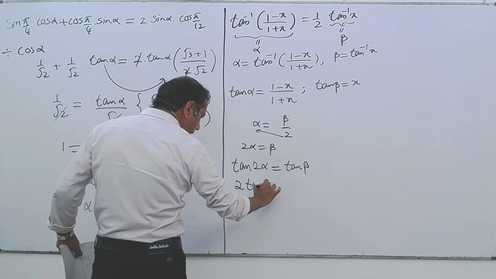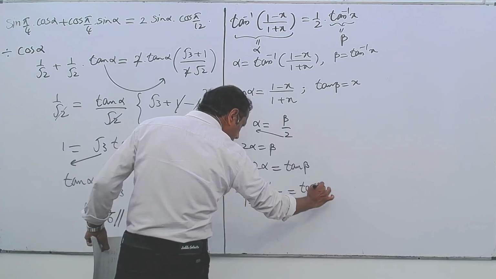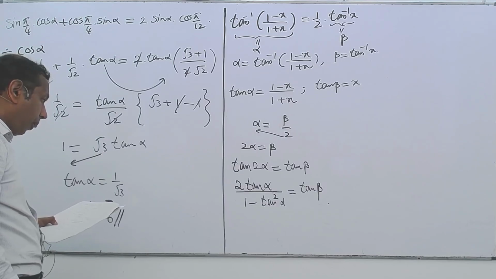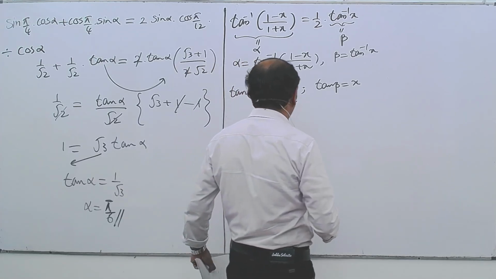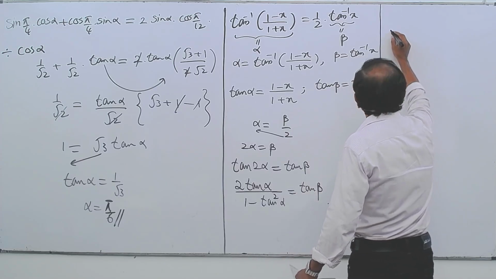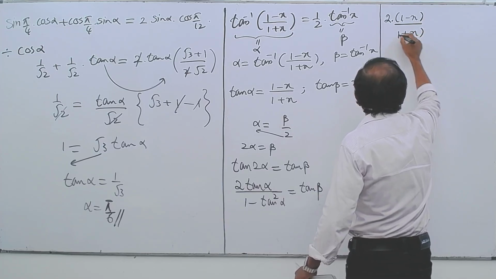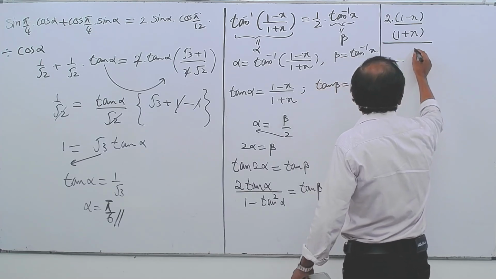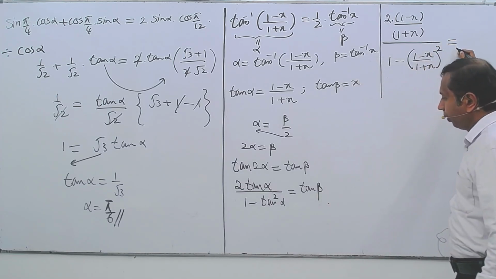Tan 2 alpha, you know, is 2 tan alpha divided by 1 minus tan squared alpha, equals tan beta. Okay, now we can substitute for tan alpha with this answer. For tan beta, we can put x. Right. I'll put that here. Two times (1 minus x divided by 1 plus x), divided by 1 minus (1 minus x upon 1 plus x) whole squared, equals x.